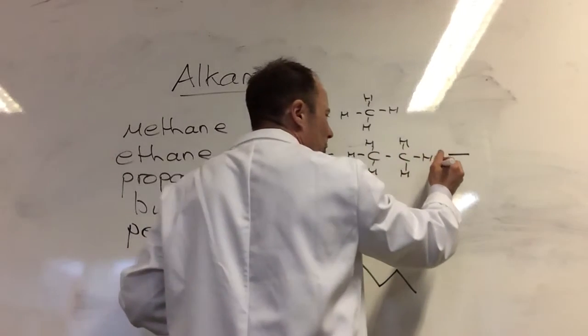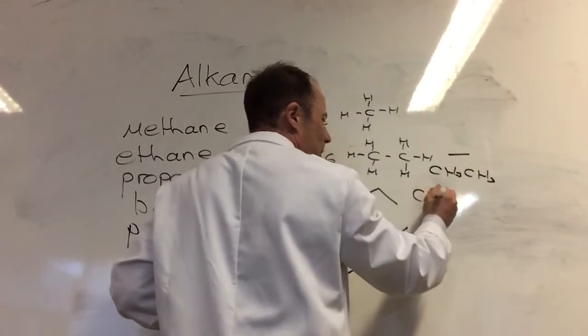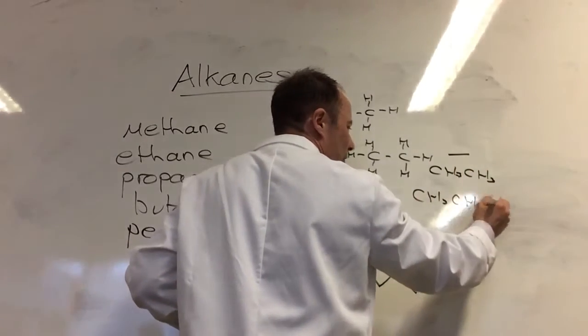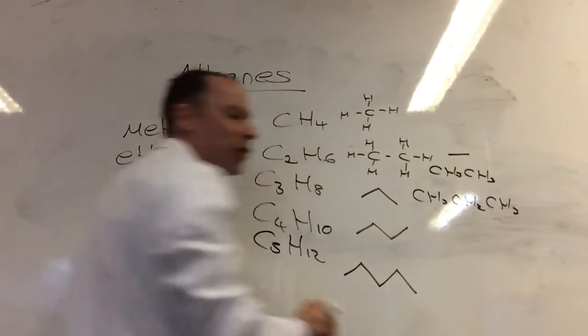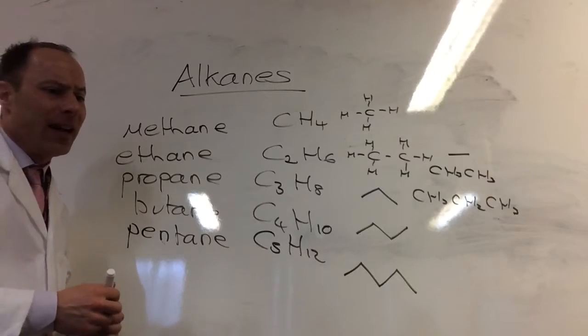So skeletal formulae are really useful for the alkanes, because writing full displayed formula gets pretty tedious. Obviously, if I was doing a structural, that would just be CH3, CH3. This one would be CH3, CH2, CH3, and so on. So you need to be pretty confident about writing these different formulae out.